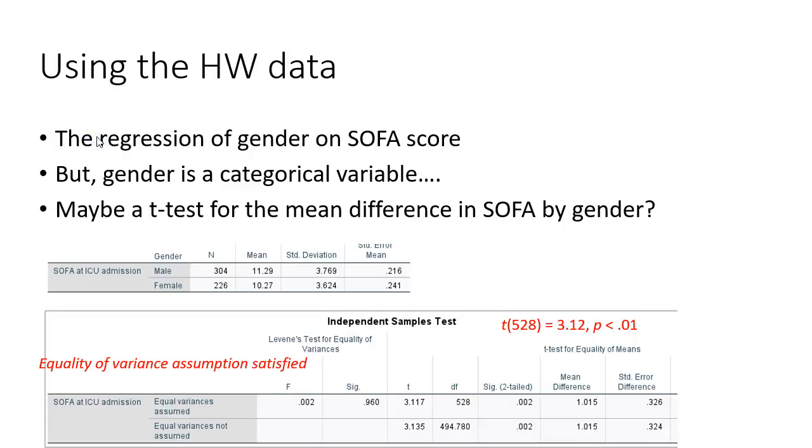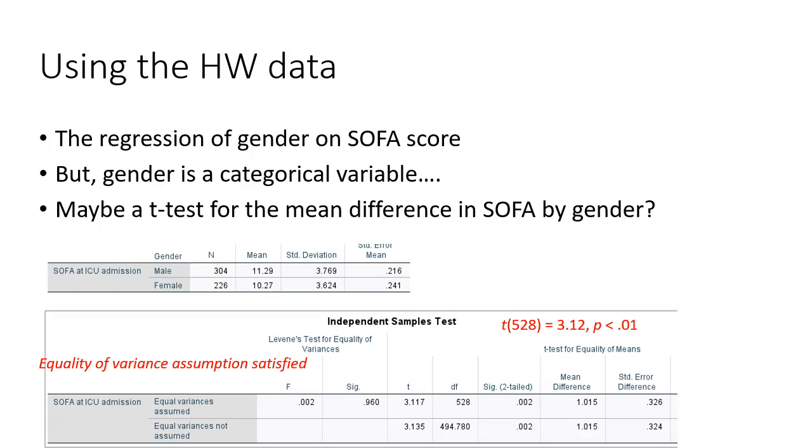So I'm using the same homework data, which is the ICU data, but this time I'm sort of arbitrarily picking a different variable as the outcome. I'm going to use the sequential organ failure assessment variable as the outcome variable. And what we're going to look at is the regression of gender on this variable. So SOFA is a continuously distributed variable, which is what's required for regression, a continuous outcome. But now we have a categorical predictor.